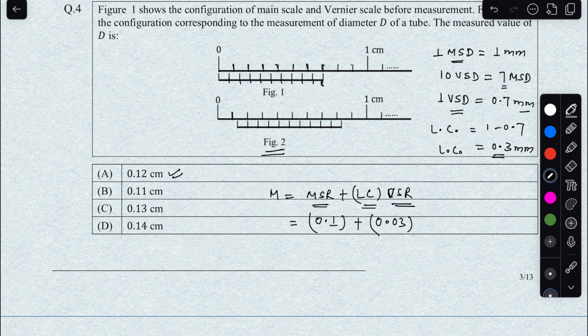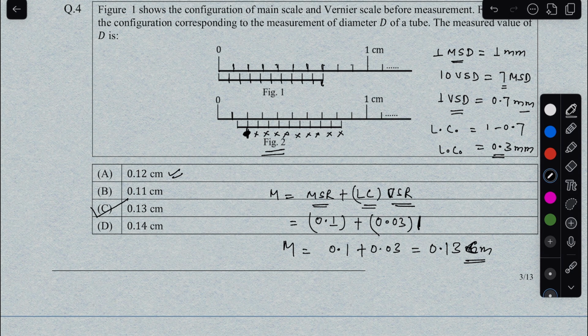VSR is the reading which is matching with a line on the main scale. If I look at this, all these are not matching. Only if you look carefully, the first one is matching. So VSR is 1, quite simple. So from here it is 0.1 plus 0.03, so that's 0.13 centimeter. So this is the correct answer. Option C is correct.